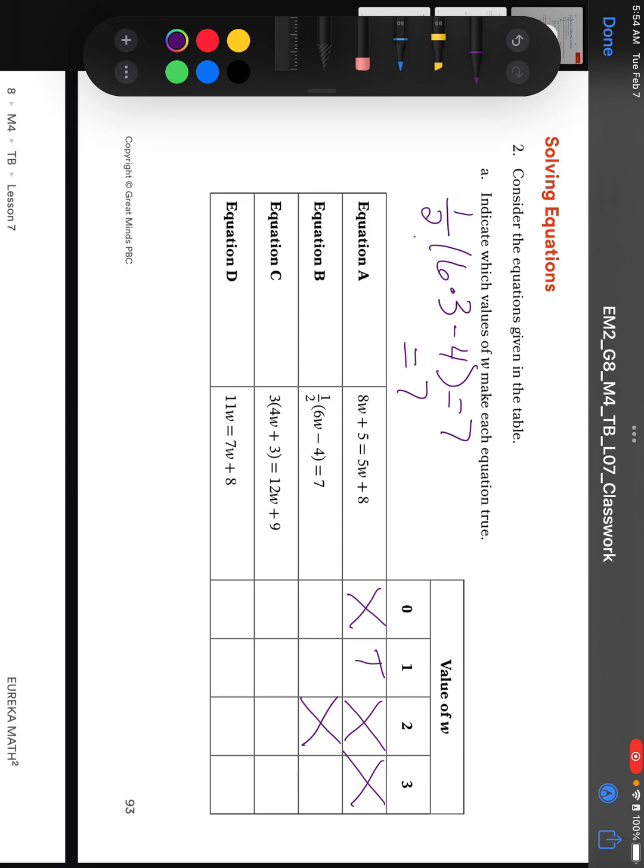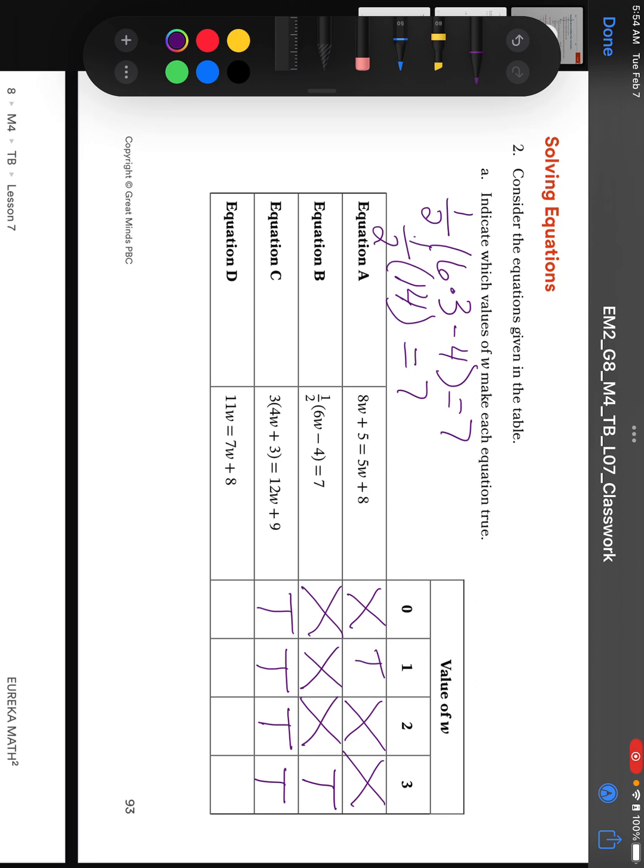So let's see, 6 times 3 is 18. 18 minus 4 is 14. Half of 14 is 7. Okay, so that was true. These were false. What happened with equation C? Oops, you probably noticed that for equation C, all of these were true, and that's one we're going to talk about specifically in a minute.